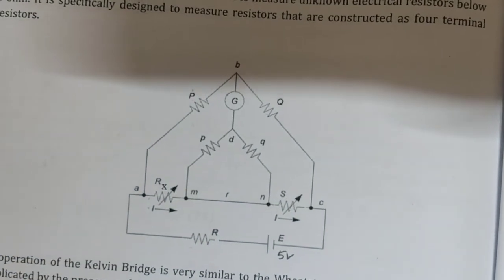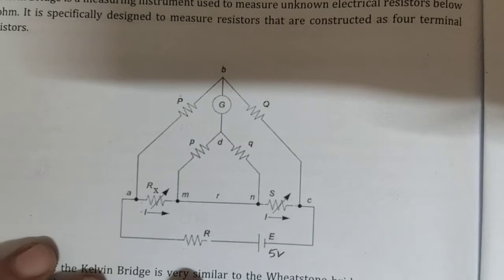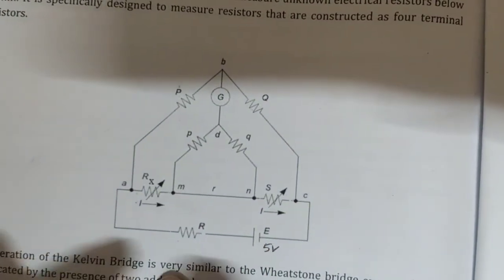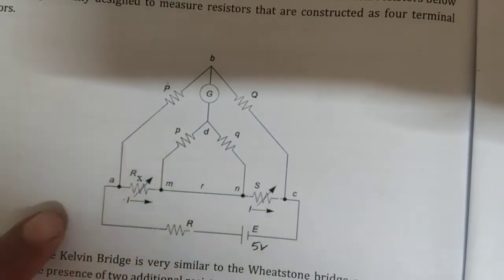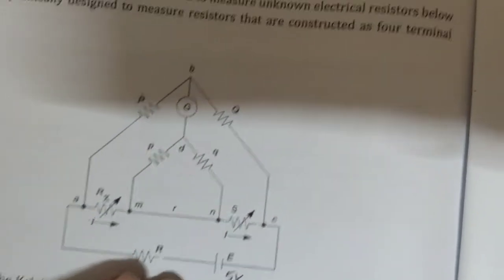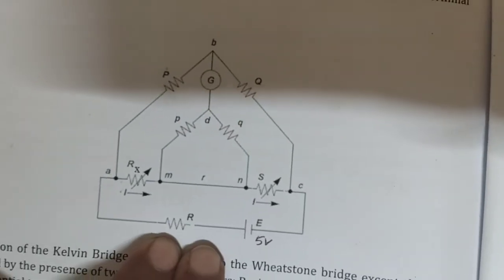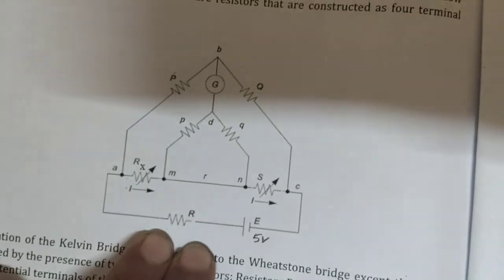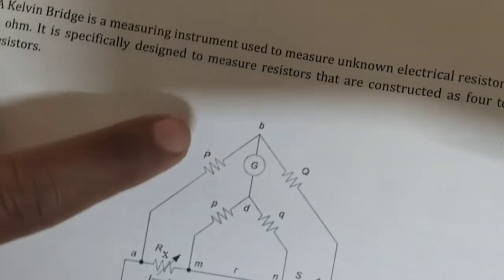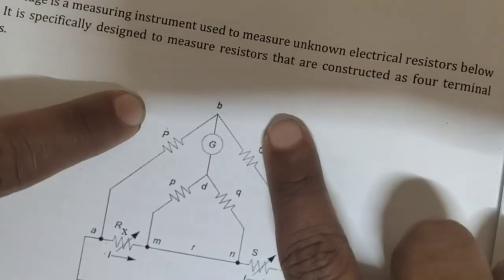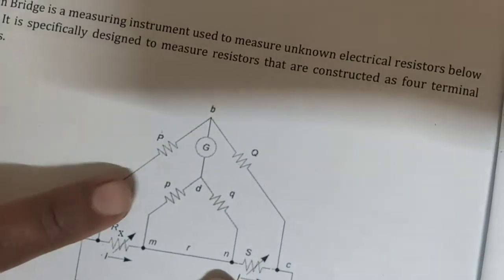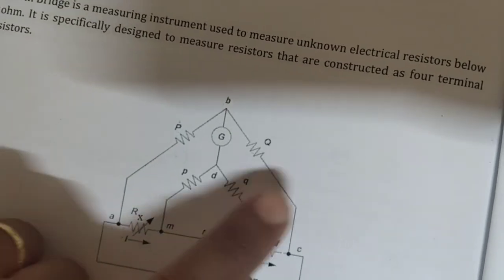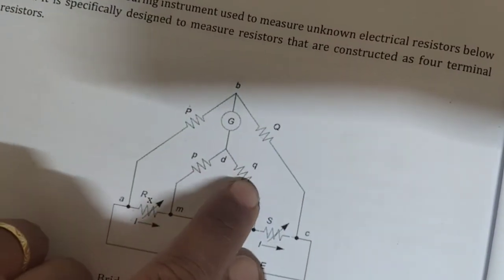So to measure the unknown resistance we will use this setup, the Kelvin bridge. I'll give you the values of the resistances we have used. Capital R, which is in series with the DC supply, is 470 ohms. Capital P is 1 kilo ohm. Capital Q is 100 kilo ohms. Small p is 1 kilo ohm, similar to capital P, and small q is the same as capital Q, that is 100 kilo ohms.